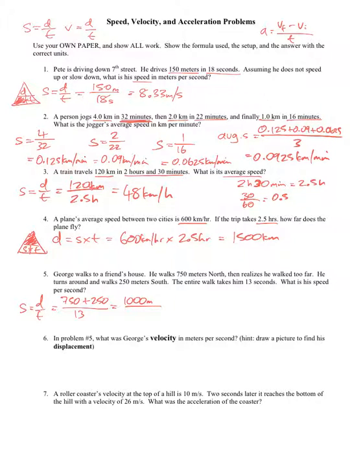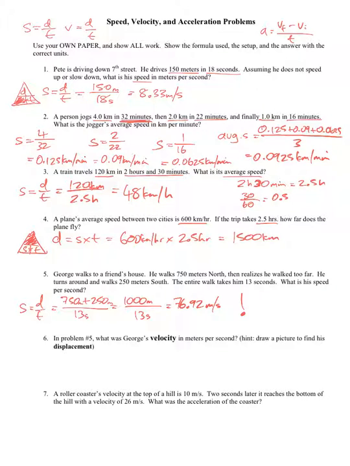1,000 meters in 13 seconds. That's ridiculous, but whatever, we'll go with this. 1,000 divided by 13 seconds. That comes to 76.92 meters per second, which is ridiculous. But that's the question, and that's what we'll answer.